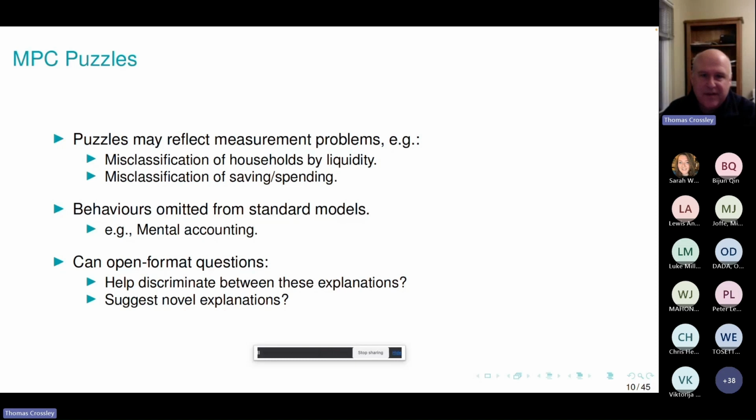Households that are actually saving by paying down consumer credit report that they're spending, when in fact, by the economist definition, they're not. Another possibility is that the standard model just omits important motives or important aspects of behavior, for example, mental accounting. And so what we want to explore in this project is the extent to which open format questions could help discriminate between these explanations or suggest novel explanations that we hadn't previously thought of.